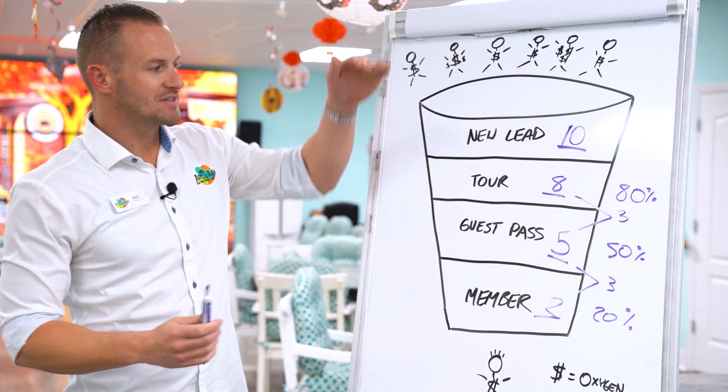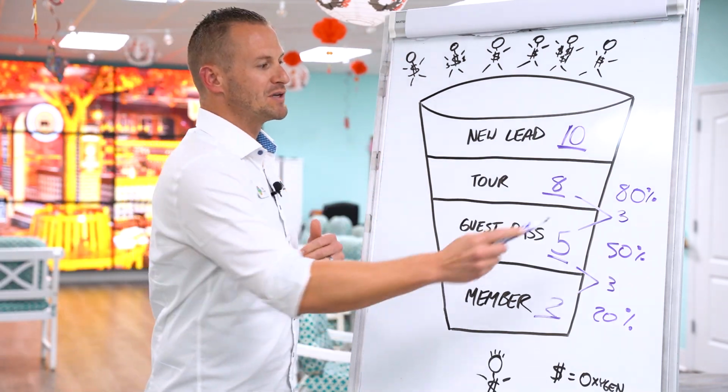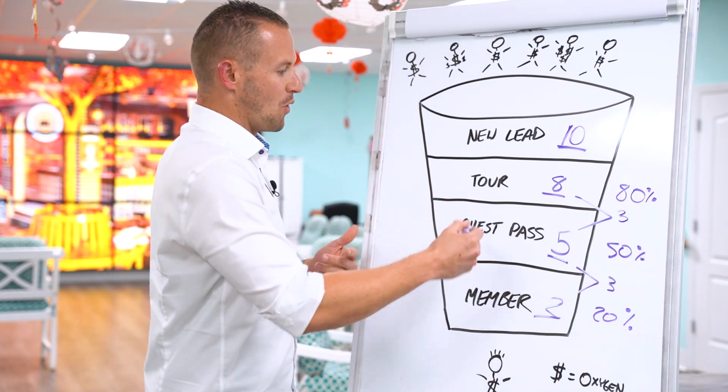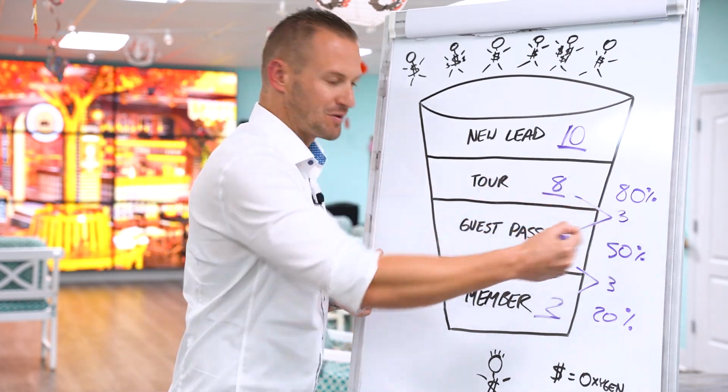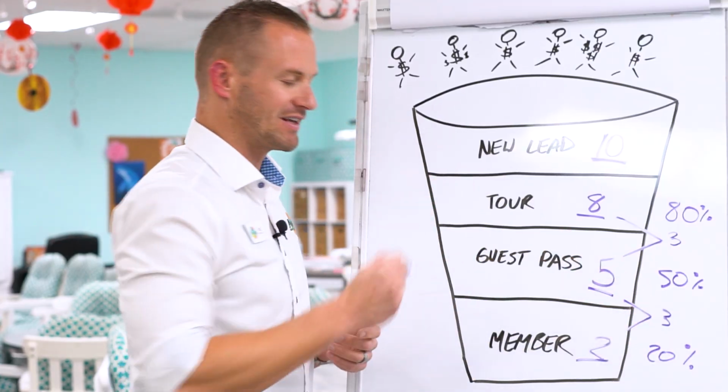So what happens when these start to fluctuate? What happens when 80% turns into 60%? What happens when the number of guest passes turns into 30% and you're only converting 10% of your members?